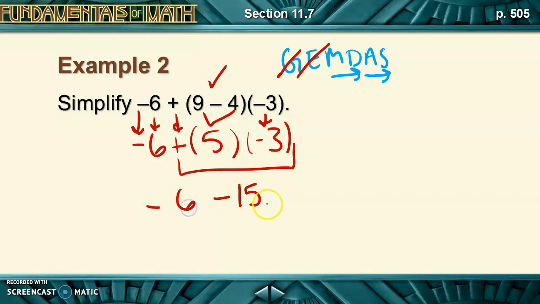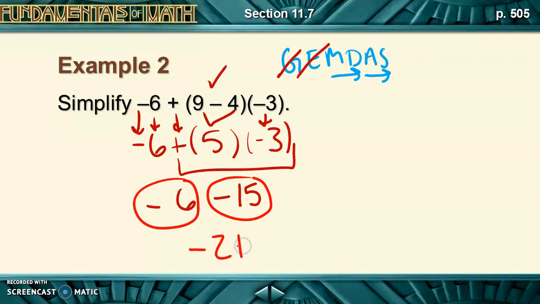And now I have negative 6 minus 15. Now if you remember your rules for whenever you are trying to subtract, you can go ahead and look and you can see that they are the same sign. The same sign means you're going to keep the sign whenever you add or subtract. And you're going to go ahead and add the values. Negative 6 minus 15 is negative 21.